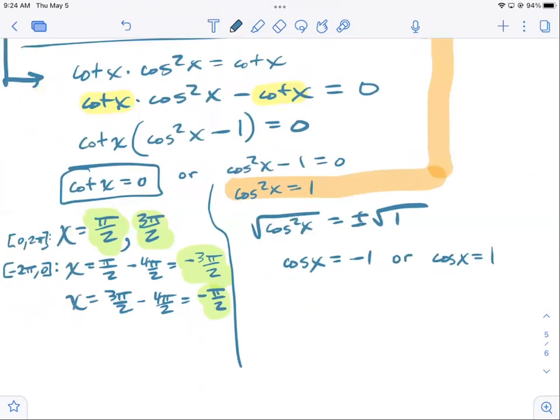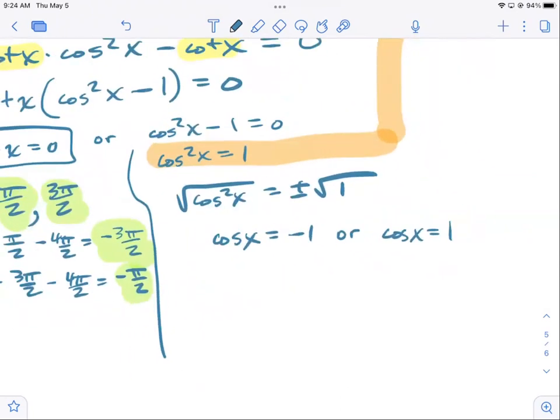And now let's go ahead and solve for x. You don't have to show that you're taking the inverse cosine of both sides, but you can if you want. Let's solve for x between 0 and 2 pi, our comfort zone. So I'll put 0 to 2 pi colon. Where is cosine equal to -1? Cosine of what angle gives us -1? Pi. And then over here, where is cosine equal to +1? 0 and 2 pi, right?